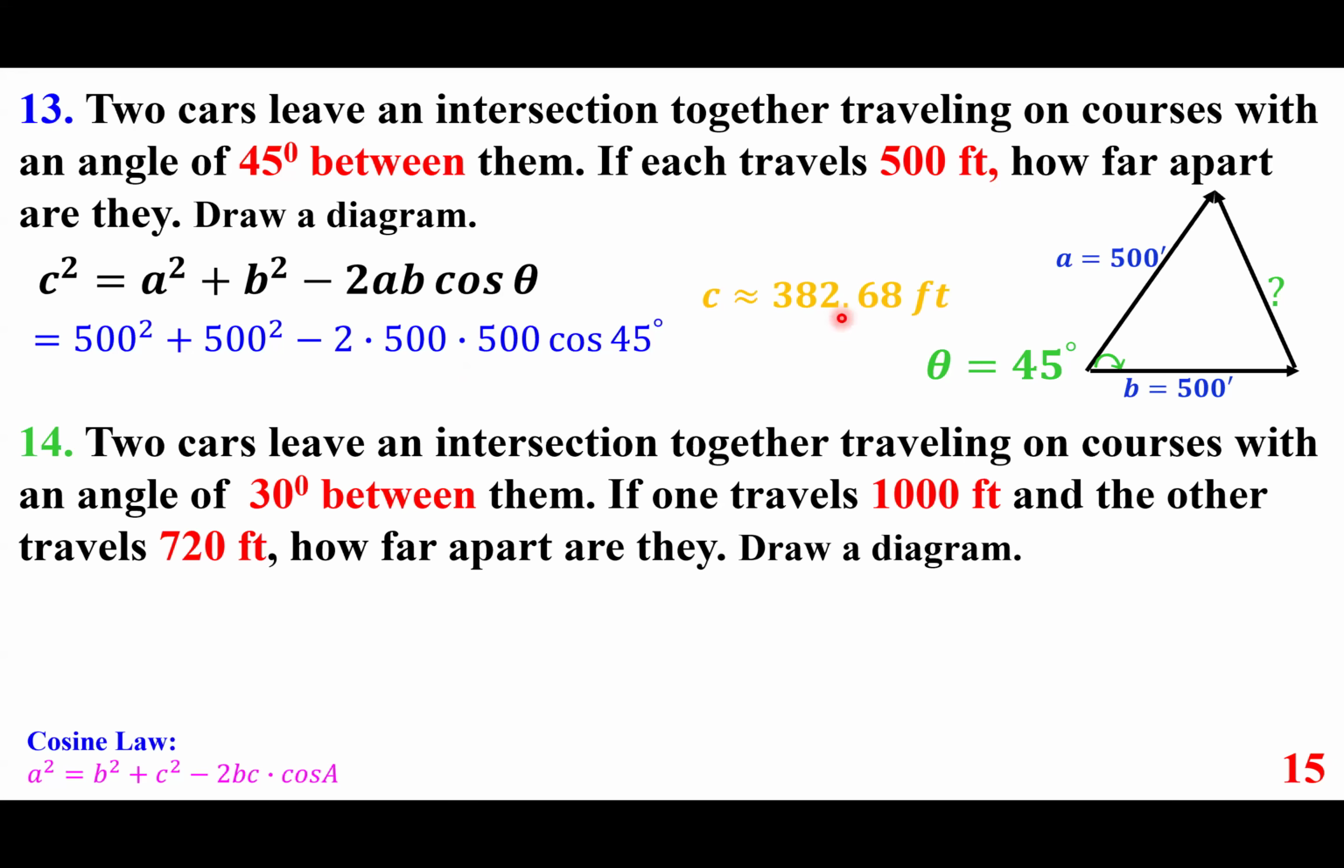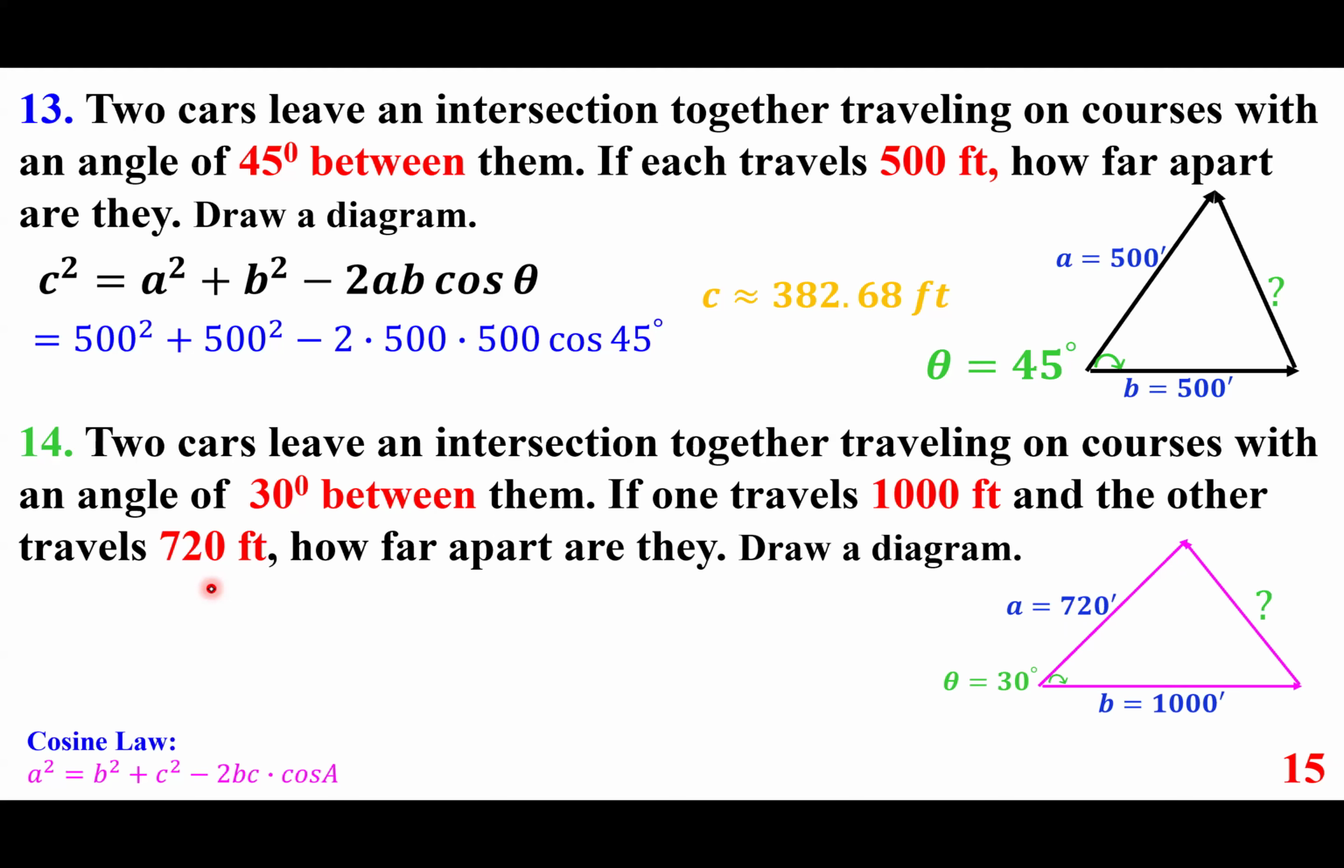A similar situation, two cars leave an intersection together, traveling at courses with an angle of 30 degrees. So instead of 45, it's 30 degrees. If one travels 1,000 feet and the other one 720, how far apart are they? So one is going this way, one is going that way, and they make a 30-degree angle. One covers 720 feet, one covers 1,000 feet. And so what is the distance between them at this point?